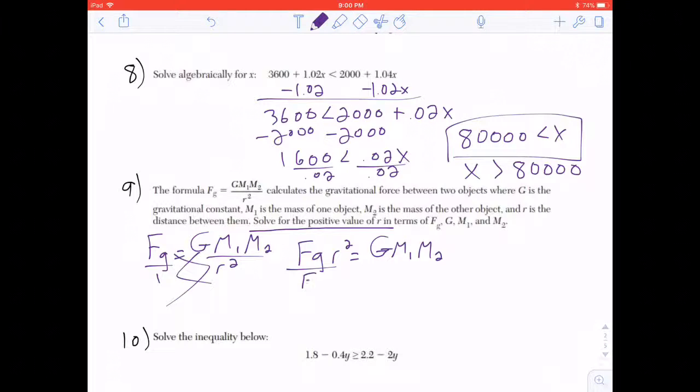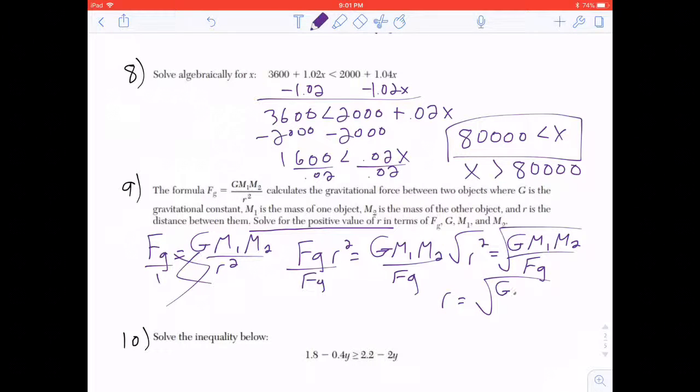We're going to divide both sides by Fg. r squared equals G m1 m2 divided by Fg. And in order to get r by itself, I am going to square root both sides. r equals the square root of G m1 m2 divided by Fg.